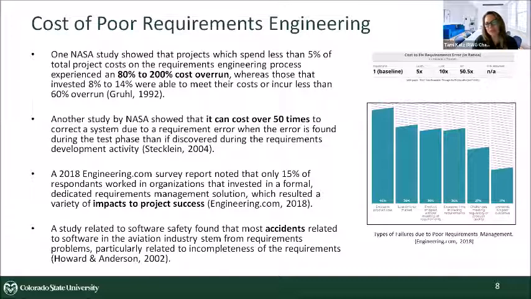There was also a safety aspect. It's not always about the money. Sometimes it can be about public safety. In aviation industry research, they found that poorly defined requirements associated with software were correlated with many of the accidents they were finding. They believed that those poorly defined requirements could potentially be a root cause for several of those accidents.